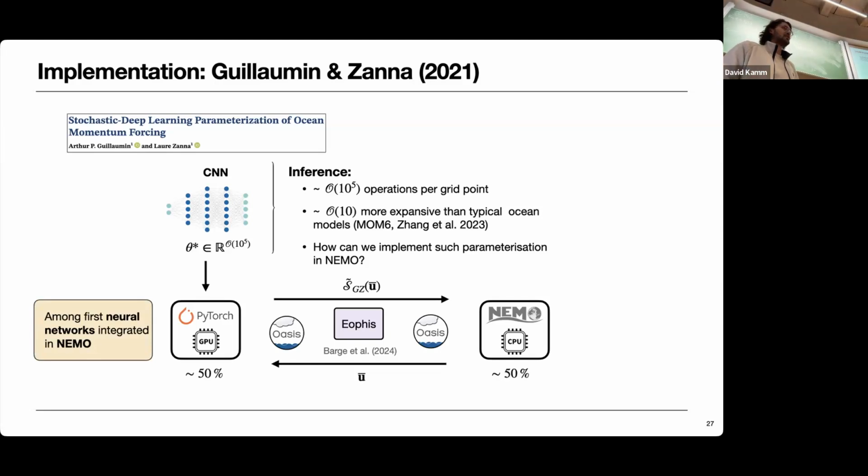And also we achieved a kind of 50-50 in at least wall time of the evaluation of the neural network and the evaluation of the NEMO time step.